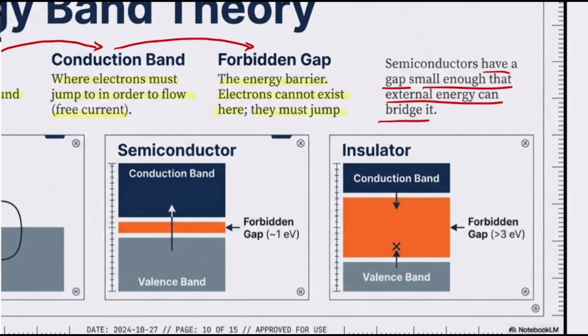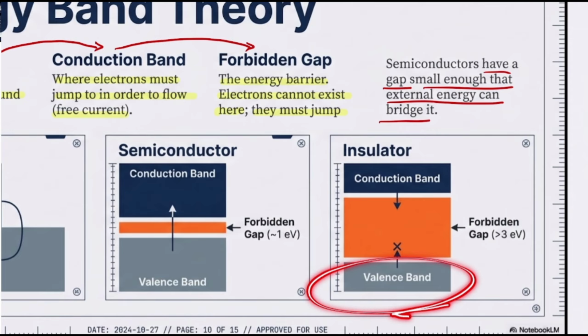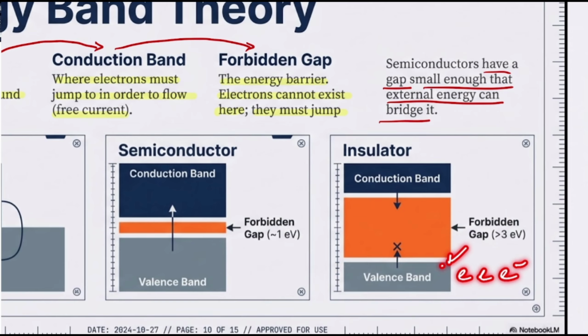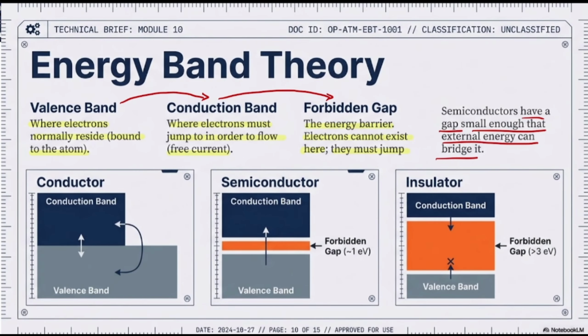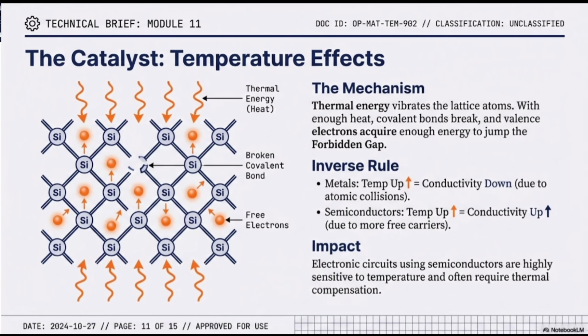But on the other hand, we have the insulator. It has the valence band, but the forbidden gap is so high, and it needs so much energy for each electron that moves over here to reach this point, then move to this point, and after that it can move freely. That's why we can say that insulators are completely immune against any kind of current.